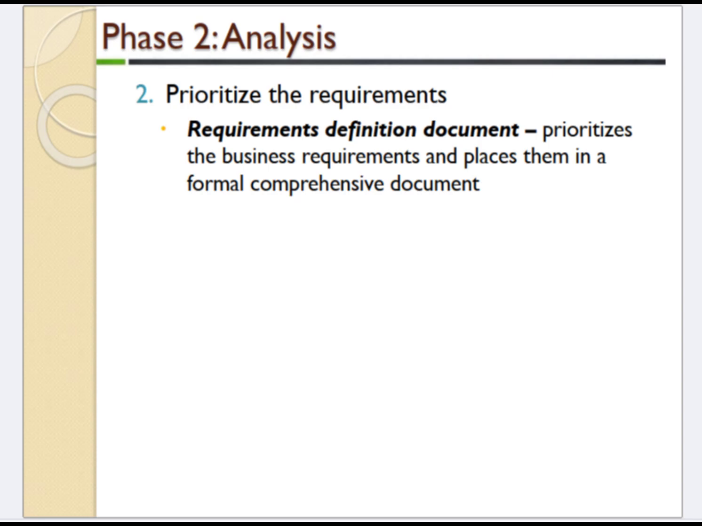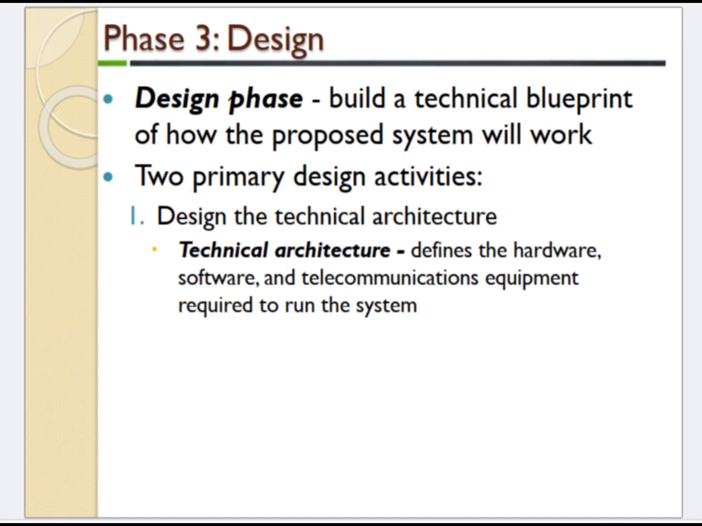2. Phase 2. Analysis. Prioritize the requirements. Requirements definition document prioritizes the business requirements and places them in a formal comprehensive document. Phase 3. Design. Design phase: build a technical blueprint of how the proposed system will work. 2 primary design activities. 1. Design the technical architecture. Technical architecture defines the hardware, software, and telecommunications equipment required to run the system.